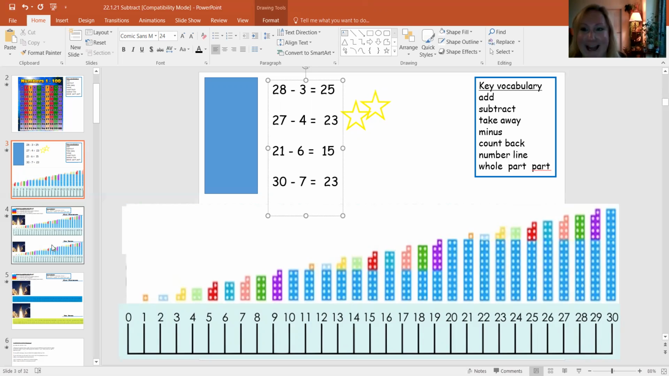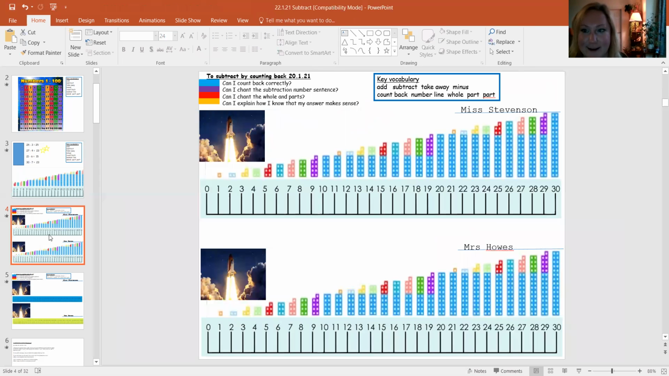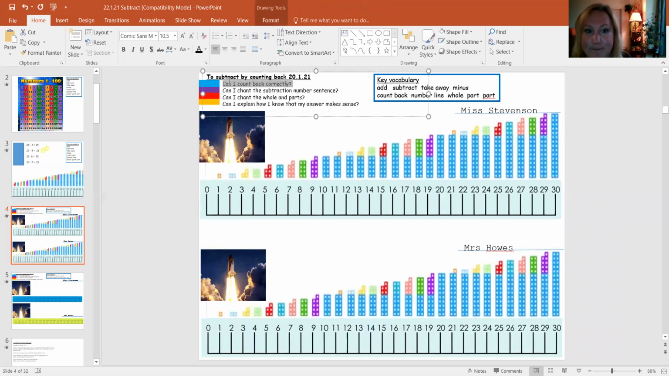Let's have a look at our game today. I have invented it. I think you're going to like it. Let's call it Friday Fun Blast Off. Can everyone say that together? Friday Fun Blast Off. You're going to use your math skills from this week. Our objective is still to subtract by counting back. We're going to see if you can count back correctly.